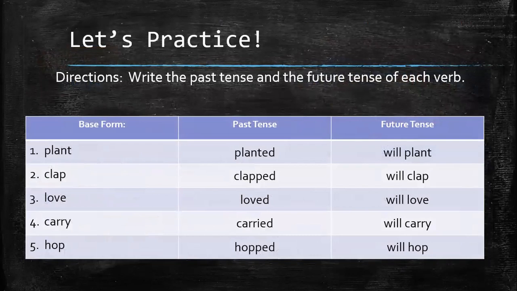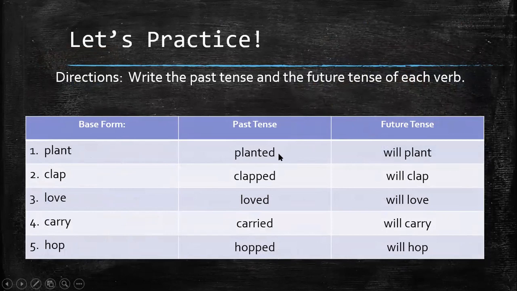So let's practice. For this practice, you're supposed to write the past tense and the future tense of each verb. So plant turns into planted, and then in the future is will plant. Clap is clapped. Oh, what happened here? Let's look at this one for a minute.